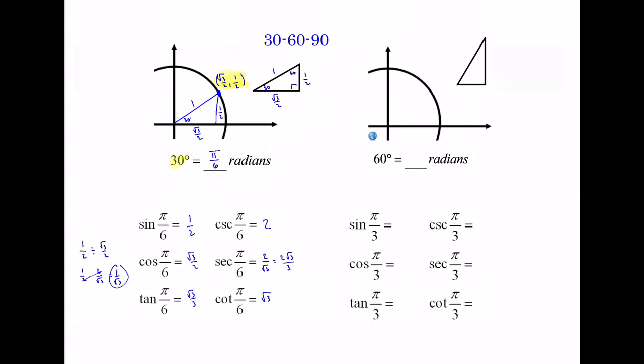And so those are the 6 trig functions for a 30-degree angle. So 30 degrees is the ordered pair square root of 3 over 2, comma, 1/2.